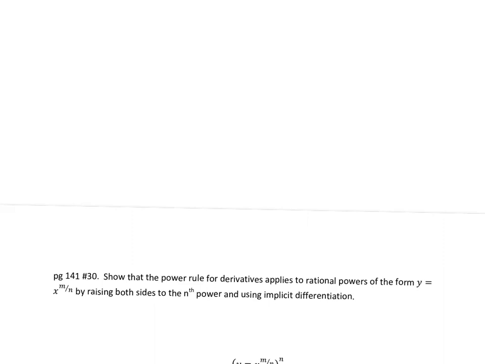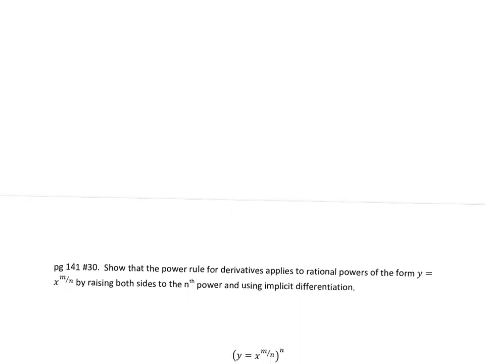Okay, so here goes number 30 on page 141. It says, show that the power rule for the derivatives applies to the rational powers of the form y equals x to the m over n by raising both sides to the nth power and using implicit differentiation. So we need to prove that if we raise both sides to the nth power and differentiate, it's going to be the same as it would be if you just took the derivative of x to the m over n power by using the power rule.